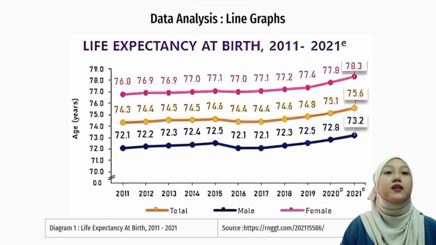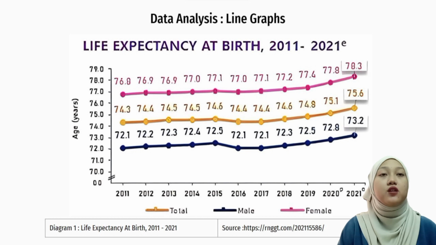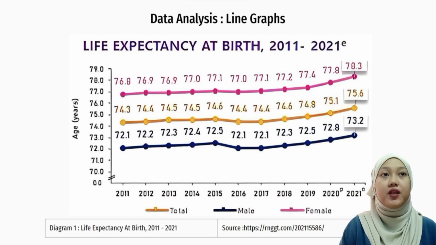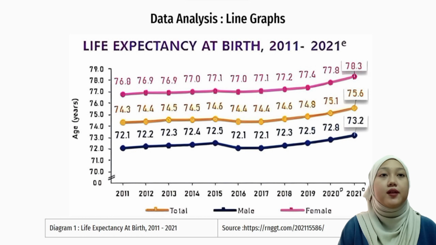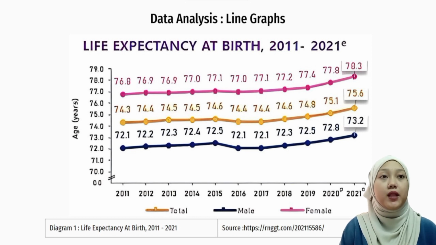Okay, this is my line graph. The introduction of the line graph is the line graph above shows life expectancy at birth in 2011 until 2021. Two features of the graph is it can be seen that the birth rate in Malaysia in 2011 until 2021 increased, which is shown in the graph. Second, the data of life expectancy at birth rate on 2021 is 78.3%.